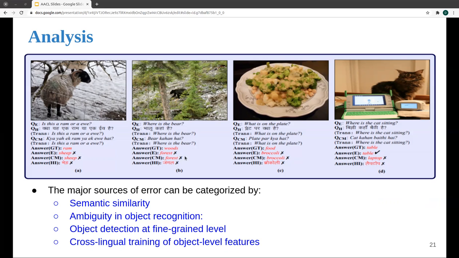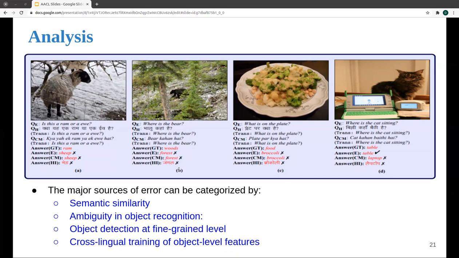The second error is ambiguity in object recognition. This error occurs when objects in an image have similar object and image level features. For example, in the first image, the question is is this a ram or a sheep? Our model predicts sheep as the answer in all three setups, but the ground truth answer is ram.